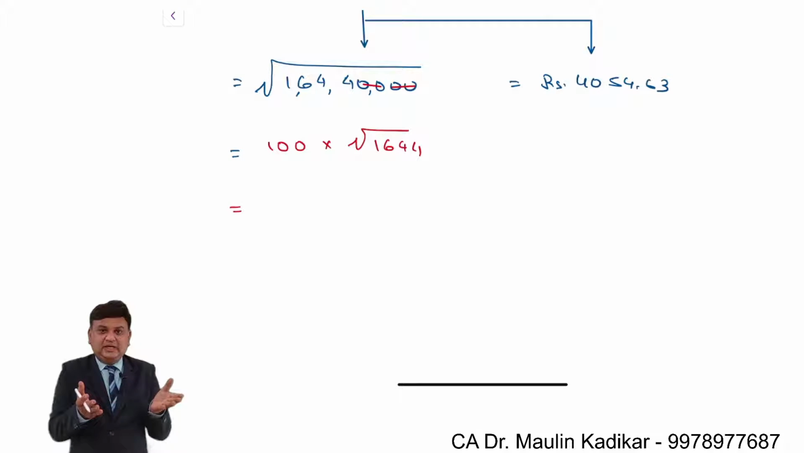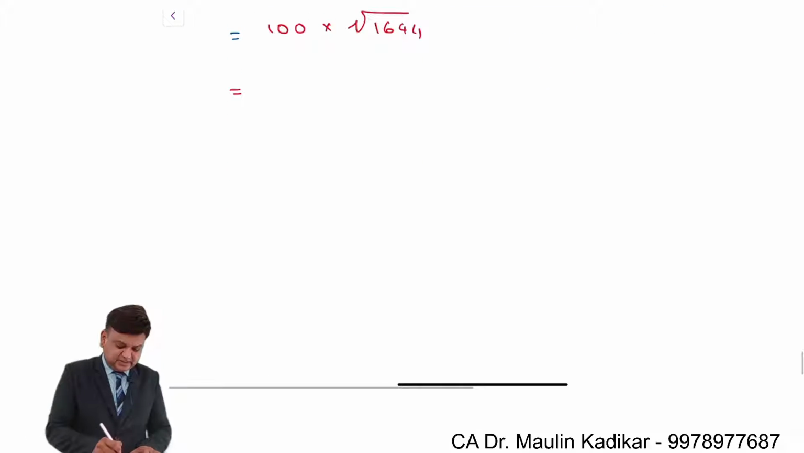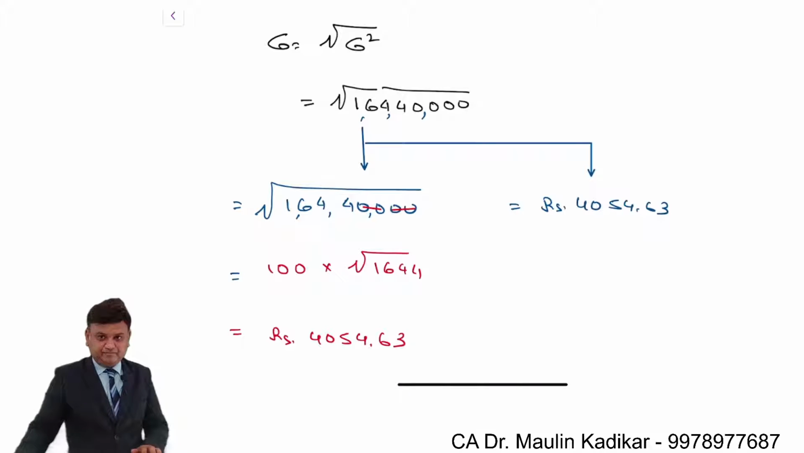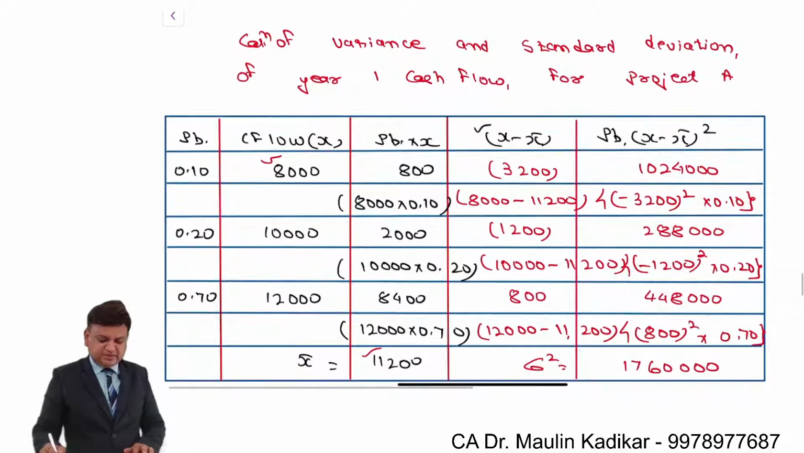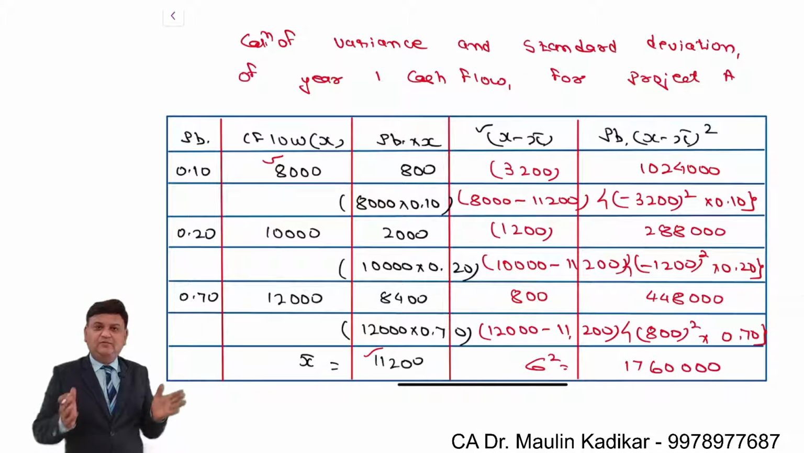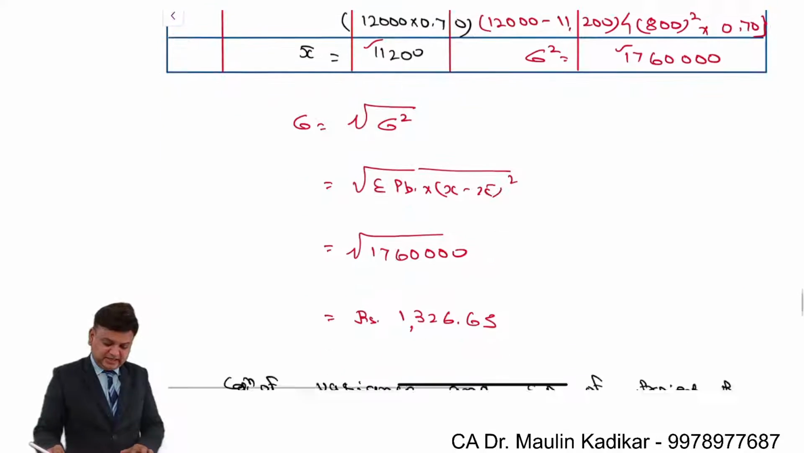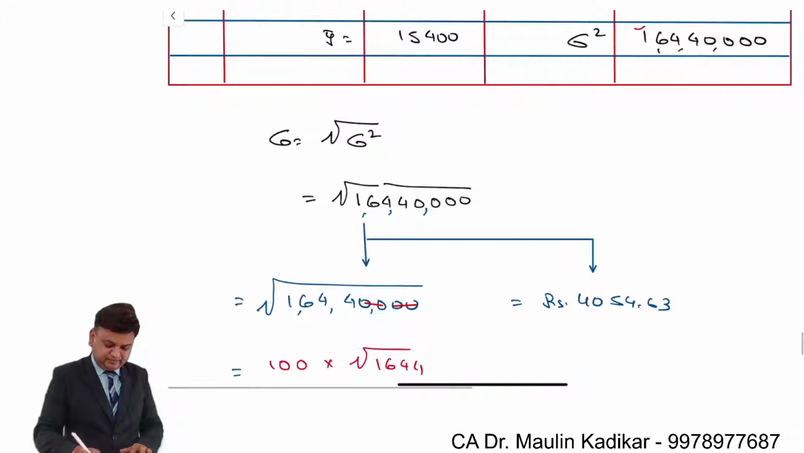If at all the figure is in million, trillion, like that. So root of 1644. So 40.54 something I am getting into 100. So the answer is finally 4054.63. This is the way we can calculate the answer. So friends, over here in this question, as per the given information, there are two things that we had to calculate. One was variance that we have done for project A and project B, and then standard deviation. This is the way the calculation is made for both of them.